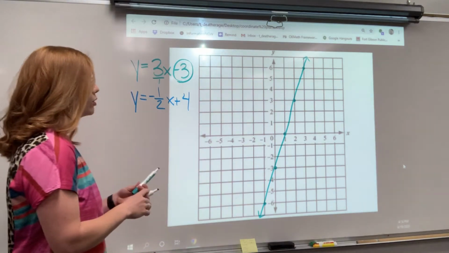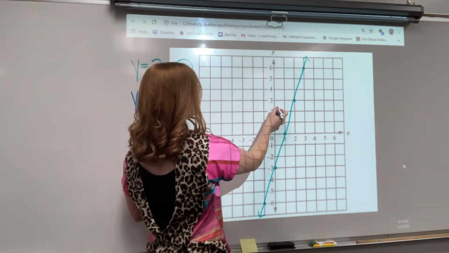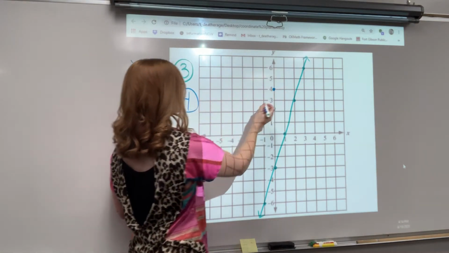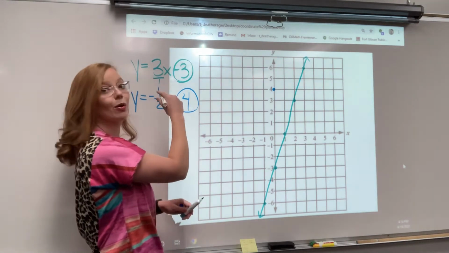So now to graph our second line. Here's my y-intercept. So I'm going to go up 1, 2, 3, 4, make a dot. My slope is negative 1 over 2. So it should be going downhill.